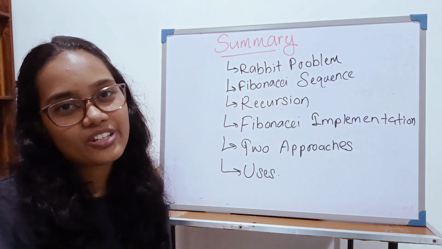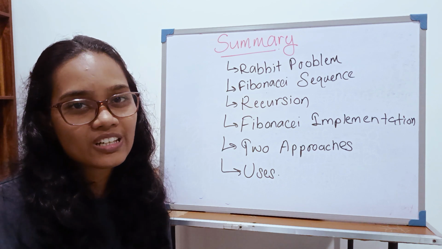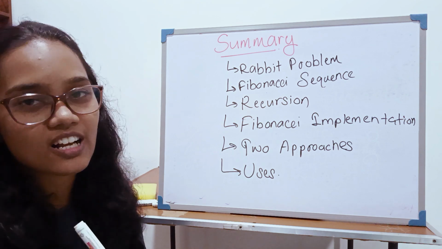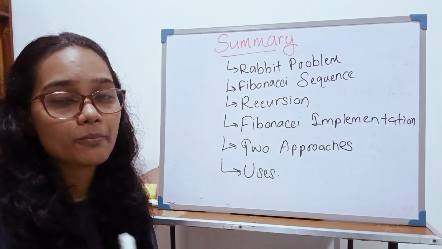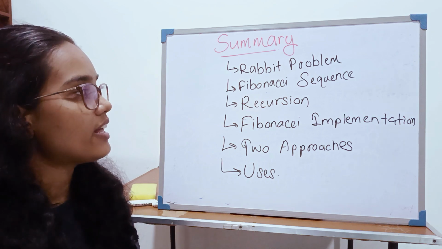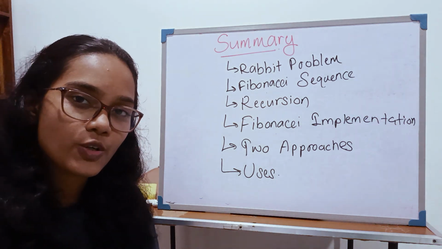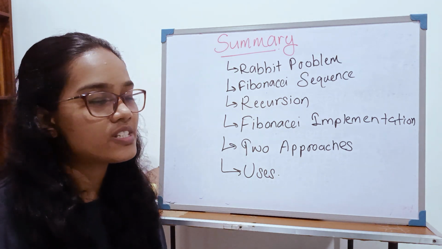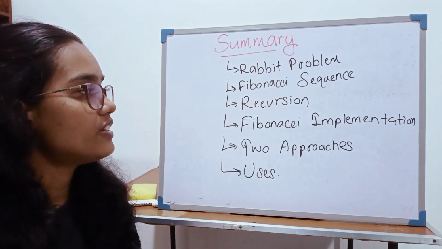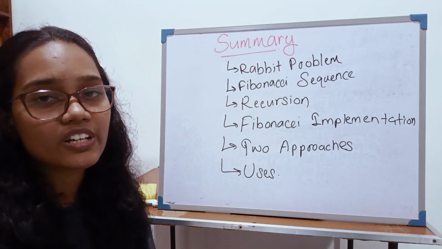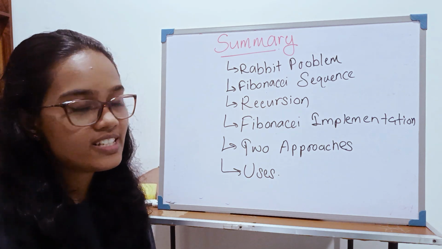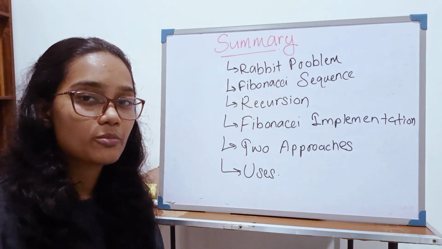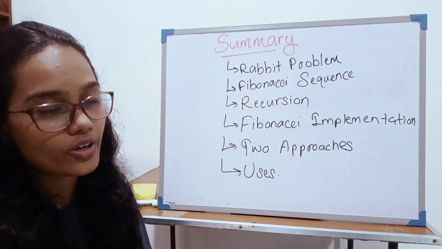Okay, now we have come to the end of our video. So let's quickly go through what we have discussed today. First of all, we discussed the rabbit problem, which is our main topic of this video. Then we talked about the Fibonacci sequence, how the rabbit problem leads to the Fibonacci sequence. And then we discussed how recursion can be used to define this rabbit problem. And then we implemented this Fibonacci sequence in Java code.